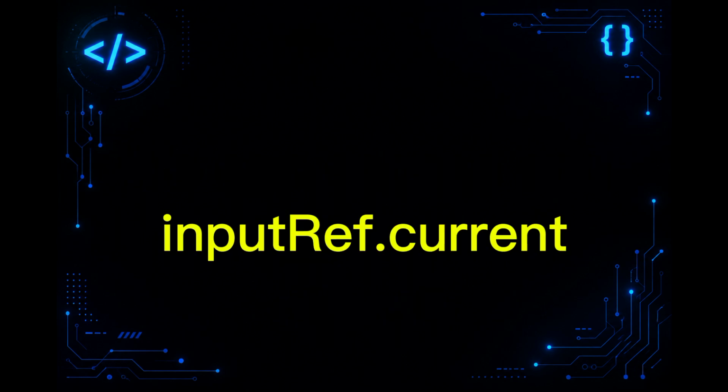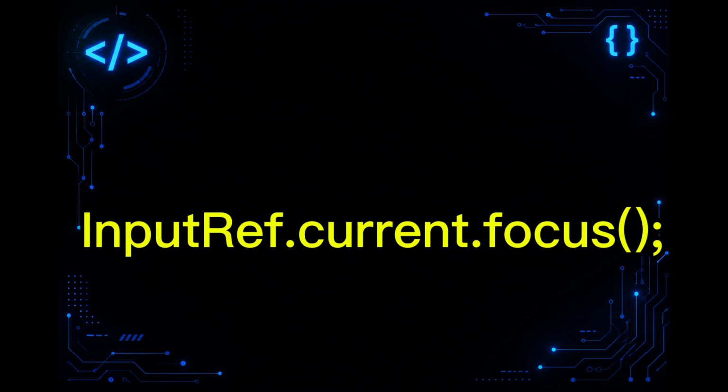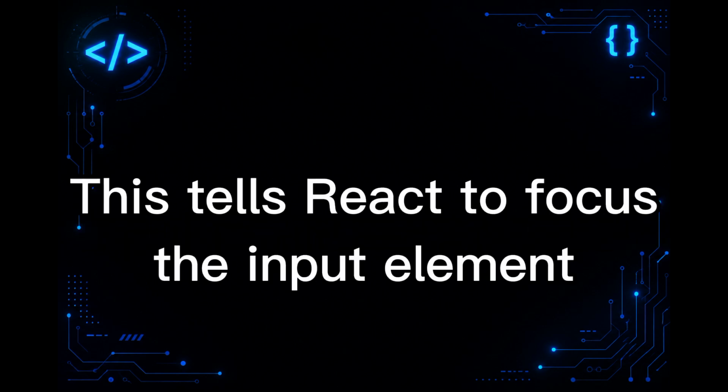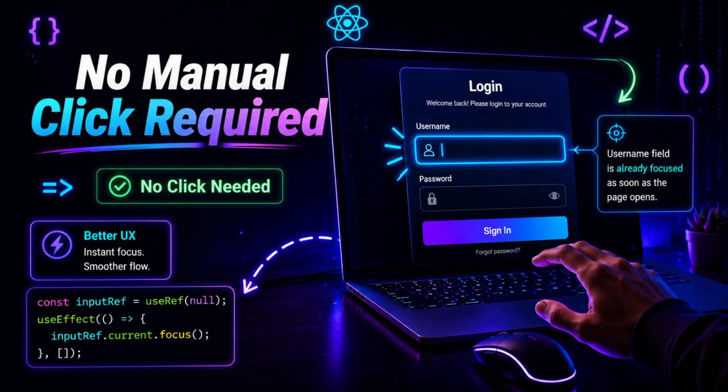Now let's understand this with a real life example. Here we have an input field and a button. The input field is connected to inputRef using the ref attribute. Now, whenever the user clicks the focus button, we write inputRef.current.focus(). This tells React to focus the input element. Immediately, the cursor moves inside the input box. The user doesn't need to click the input field manually. This is one of the most common real-world uses of useRef.